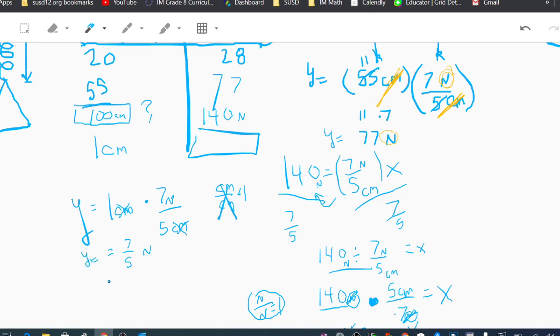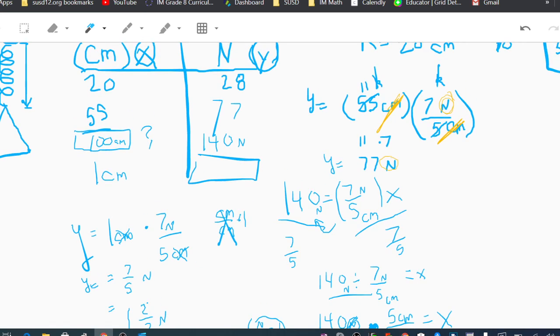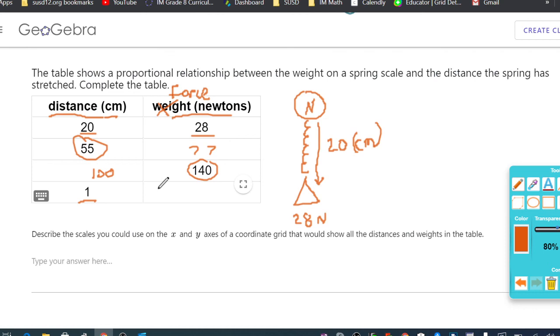Would you like to reduce that, or change it to a mixed number? Instead of leaving it as a fraction, let's turn that into a mixed number. 5 goes into 7 one time, and there'd be 2/5 left over. So 1 and 2/5 newtons is your answer. Go ahead and put that into the data table. 1 and 2/5. Please write yours neater than mine.